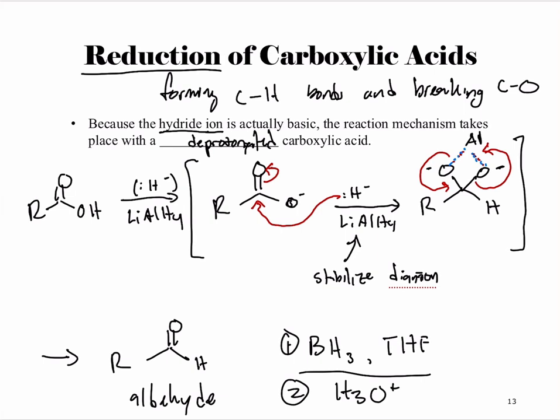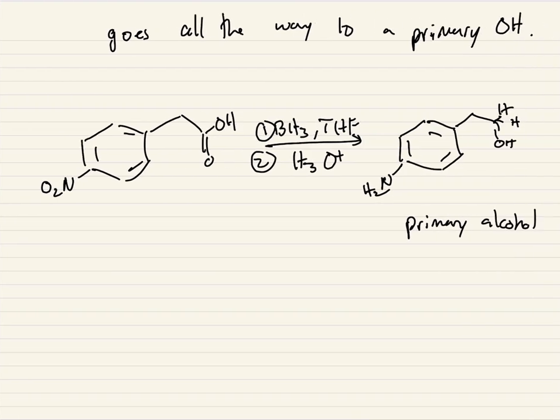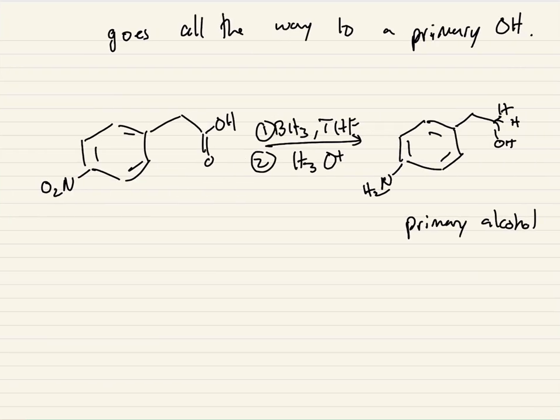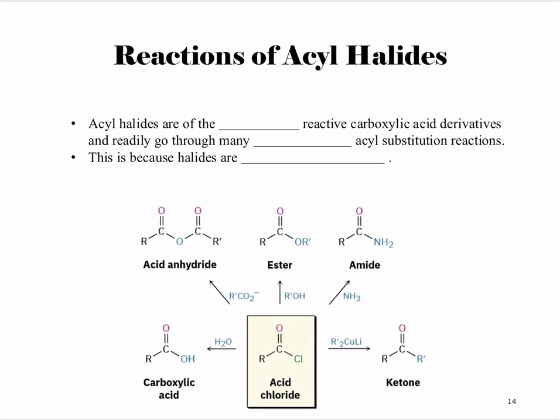So with aluminum hydride, you form an aldehyde, and if you use borane and THF, that'll give you a primary alcohol. But the same idea of breaking carbon-oxygen bonds and forming carbon-hydrogen bonds stays the same. You just go one step further, and you get rid of the aldehyde hydrogen there. Okay, so we'll end that for today, and then we're going to talk about acyl halides in the next lecture.